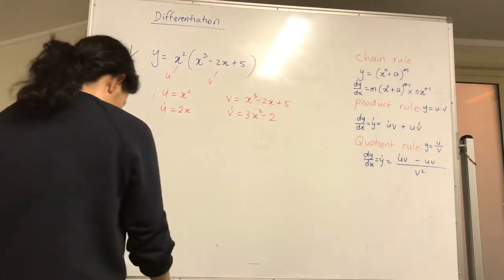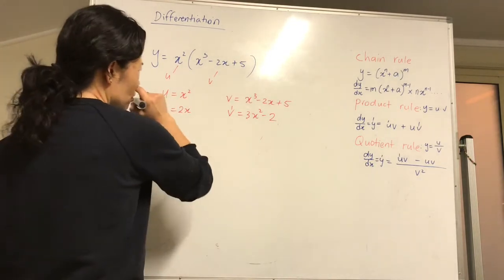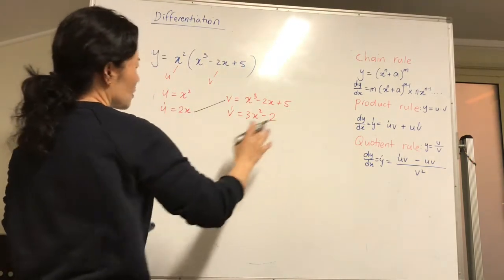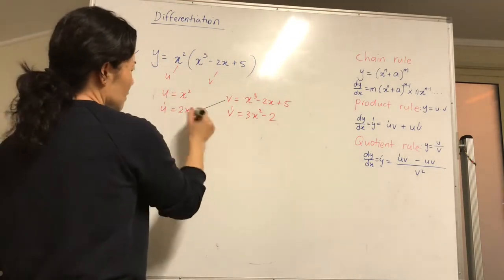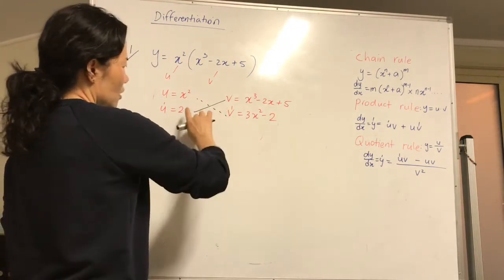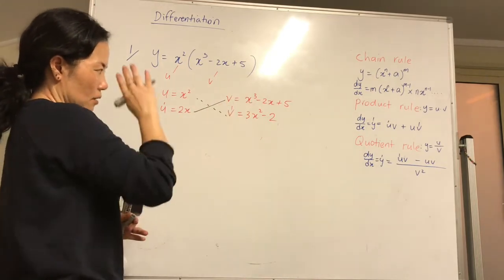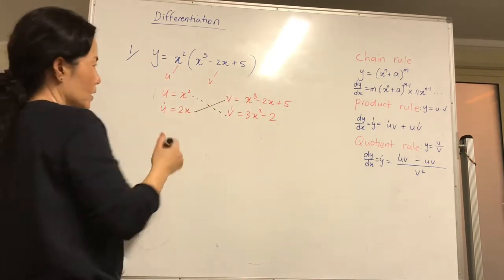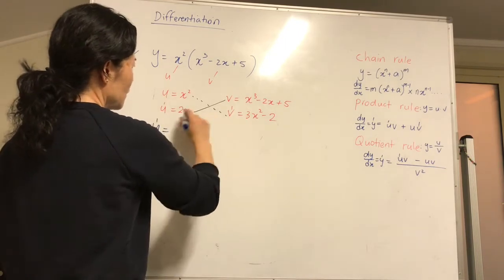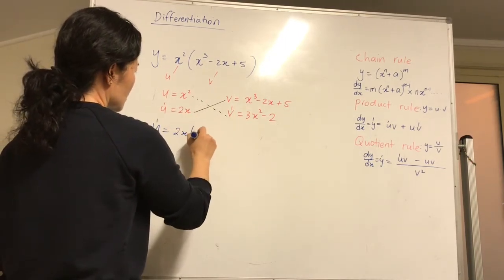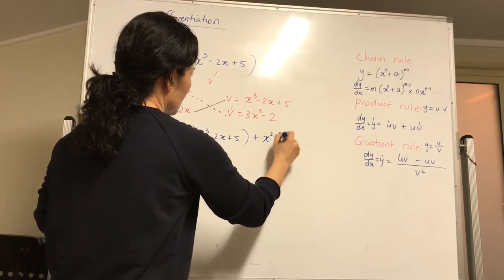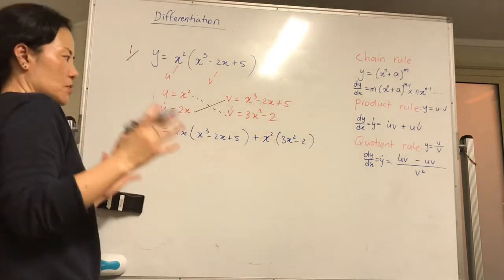Yeah? Now this is the important part. Do this first, always. With the product rule it doesn't really matter which one comes first, because it's a plus. But with the quotient rule, you have to be careful with which one comes first because it's a negative. The straight, bold line is the first one, the dotted line is the second. So now I'm going to go y dash equals, I'm going to go this first. I'm going to times this together. So 2x times x cubed minus 2x plus 5, plus x squared times 3x squared minus 2. Now if it's more than one term, always put it in a bracket.